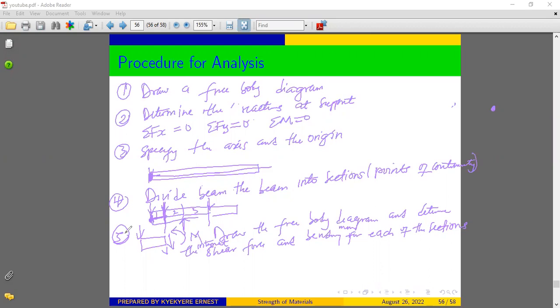And how do you determine the shear force? So the shear force is obtained by summing all the perpendicular forces. The shear force is obtained by summing forces perpendicular to the beam axis.